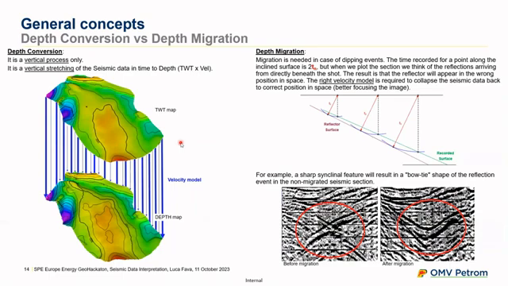Depth migration is very different. Depth migration means that we need to build a velocity model to have a better image of the seismic. So when we have acquired the raw seismic data, we need the correct velocity to image the subsurface in the correct way.